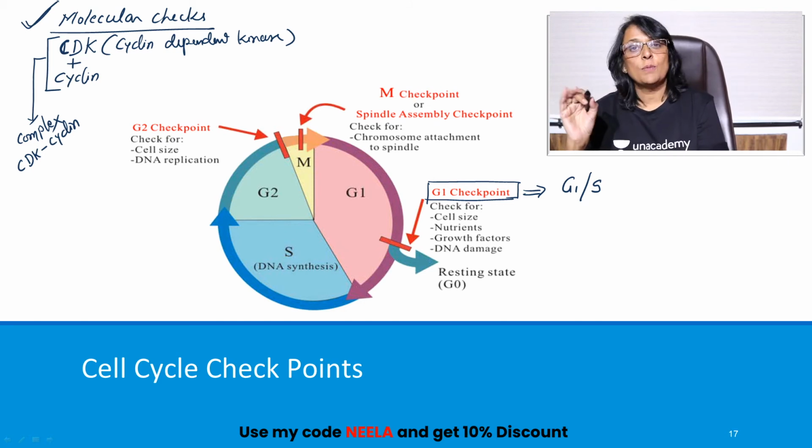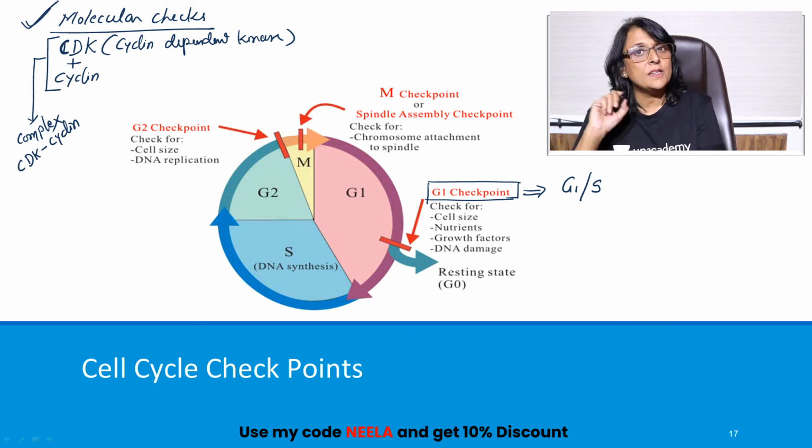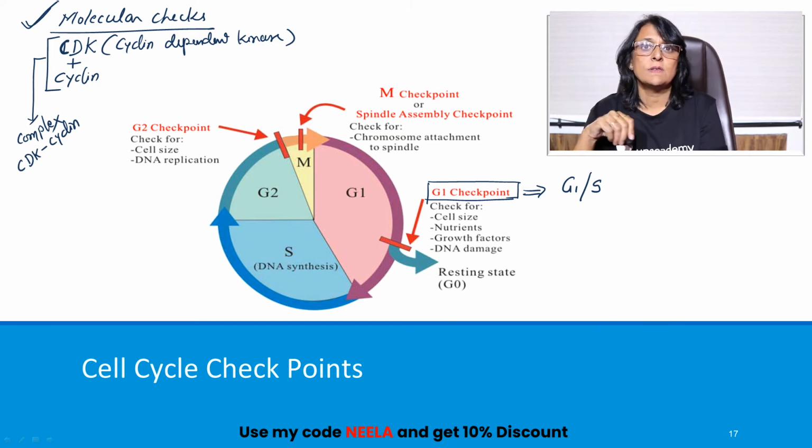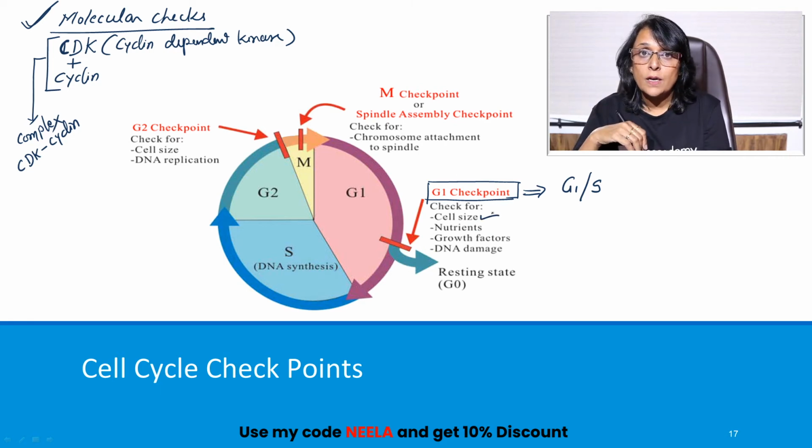Now, let us start with the first checkpoint, the G1 checkpoint, which is also known as the G1S checkpoint. What is going to be checked? Everything. What happens in G1 phase? We have seen the changes that take place in G1 phase. Protein was synthesized, RNA was synthesized, raw material was synthesized, everything will be checked. So is cell size sufficient? And cell size would indicate whether all the required raw materials and everything are ready or not.